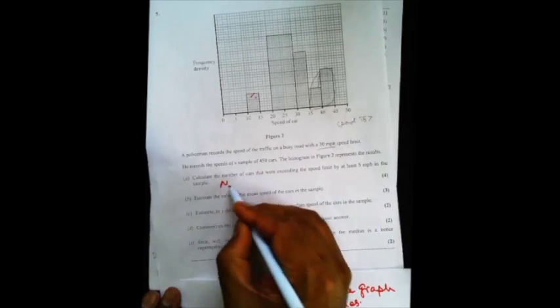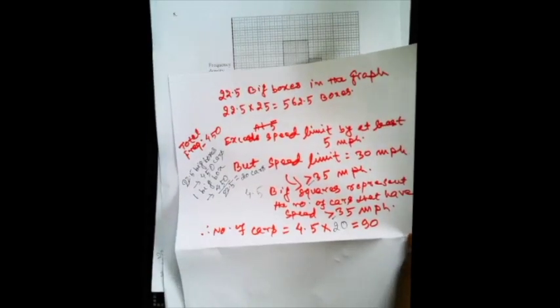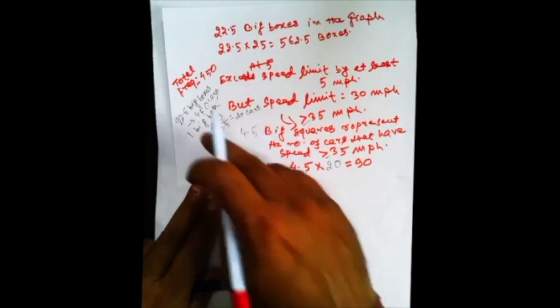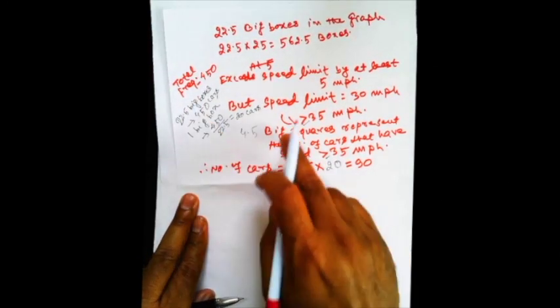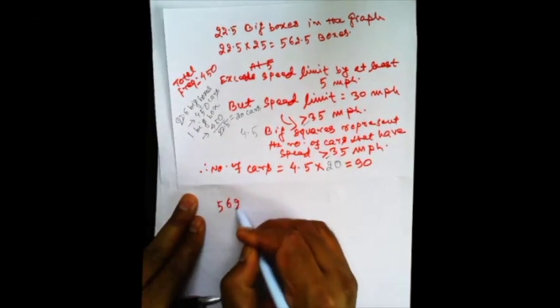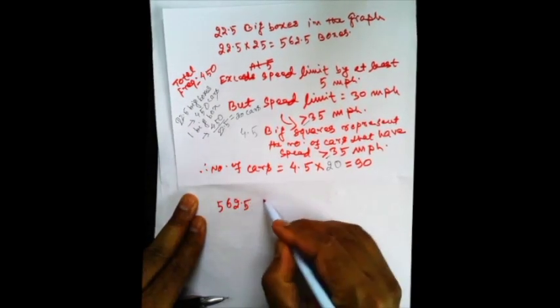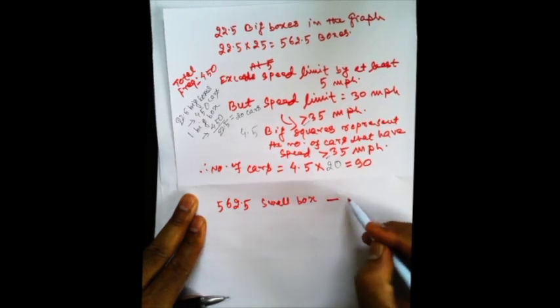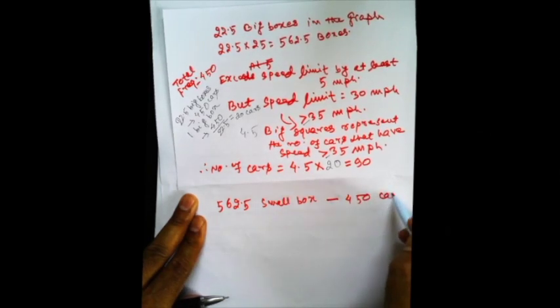So in question number 1, the number of cars is 90 which have exceeded the speed by at least 5 miles per hour. Now what about the small box? Let's see here. 22.5 big boxes means how many small boxes? We have seen it just now. Yes, 562.5 small boxes contain 450 cars.